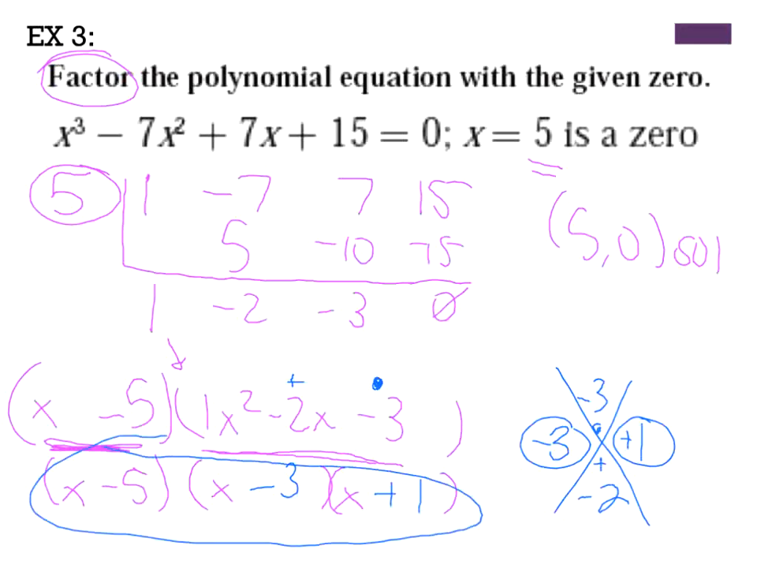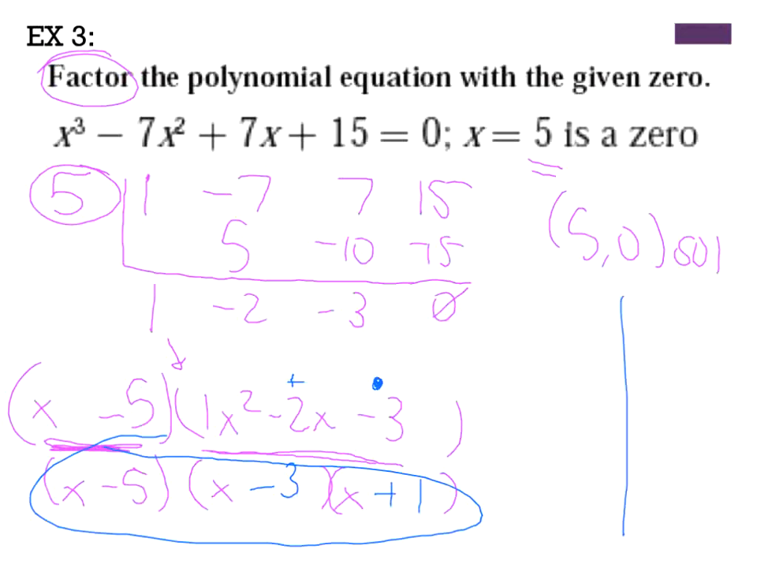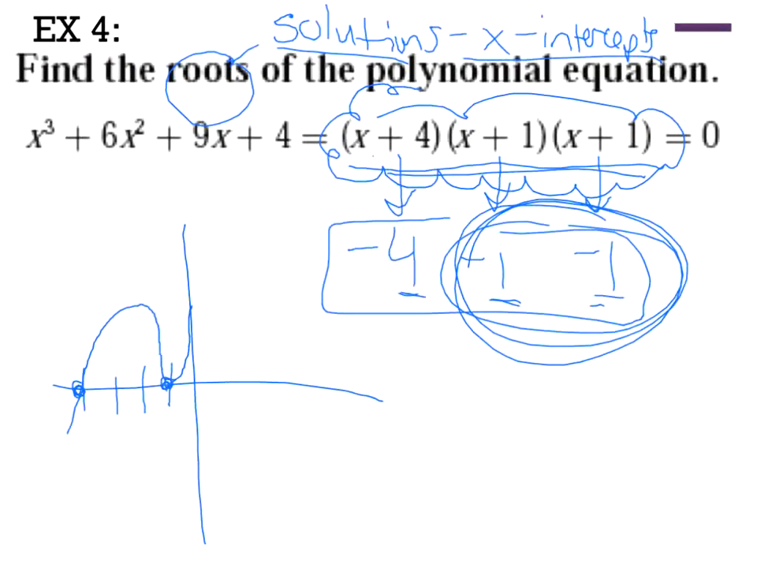If these were my 3 factors for my last problem, let's just do a really quick sketch. Watch how easy it's going to be. This one's going to cross at a positive 5, a positive 3, and a negative 1. This one's going to look something like that. Isn't that cool? You know a lot just by finding those roots, those intercepts.